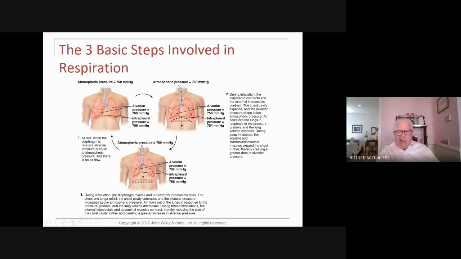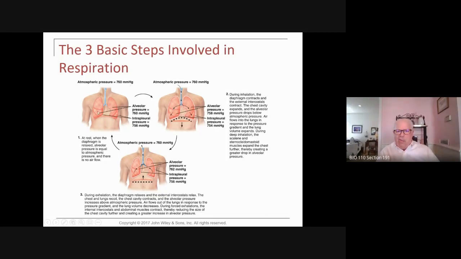When you exhale, the diaphragm relaxes. The external muscles of respiration relax. The chest and lungs recoil. The chest cavity contracts. The volume decreases. If the formula is V over P, when the volume decreases, the pressure must increase. When the pressure increases, air flows out of the lungs.